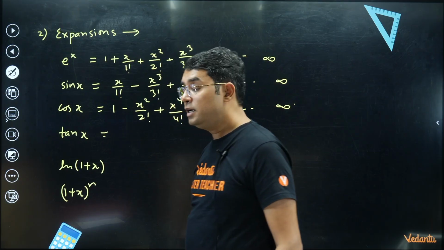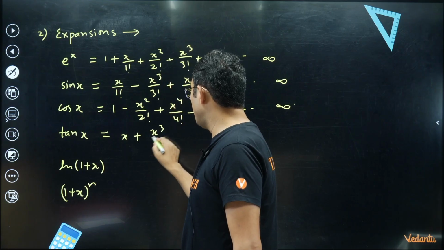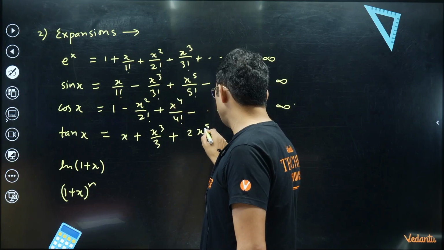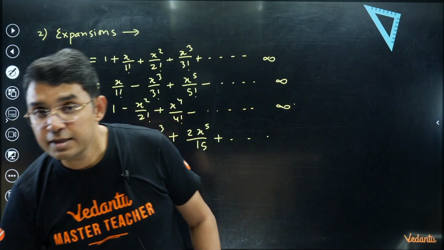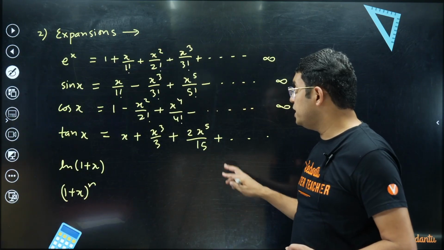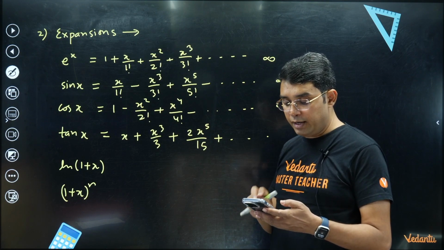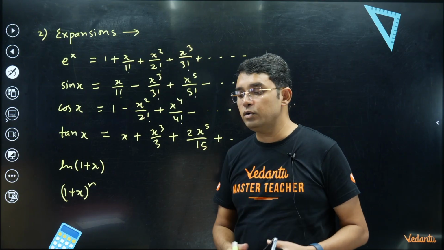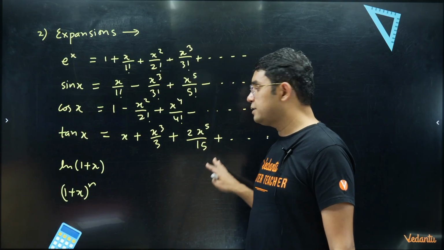Now tan x. Tan x is x, and then x cube upon 3, and the next term is 2x^5 upon 15, and so on. Dear students, you may not need this term in most questions, but I recommend that you remember up to these 3 terms because it is not easy to derive them in the exam if needed. So it will be better that we remember up to 3 terms.